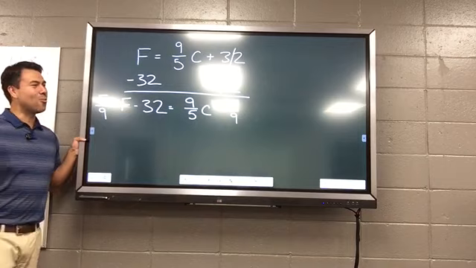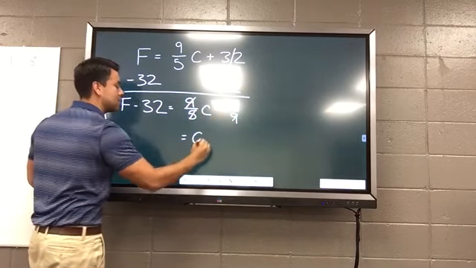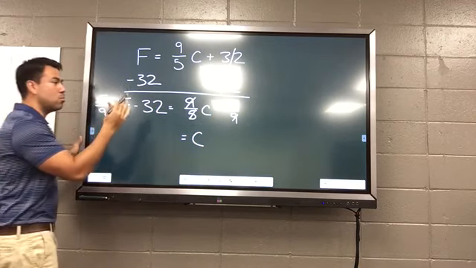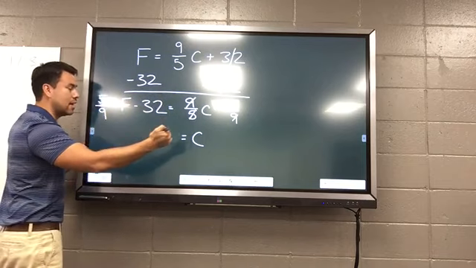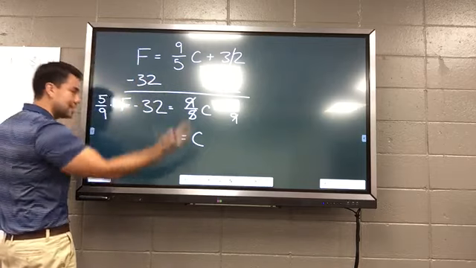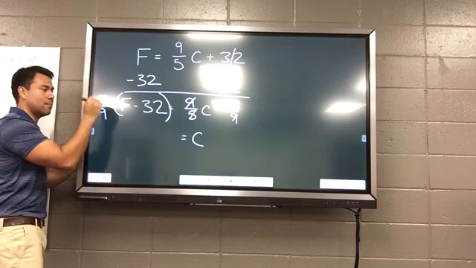Okay, now what happens on the right side here? I'm left with C, yes. But here you must be careful. When you multiply both sides by something or divide both sides by something, you have to multiply or divide both sides completely by something. This whole thing has to be multiplied by 5/9.